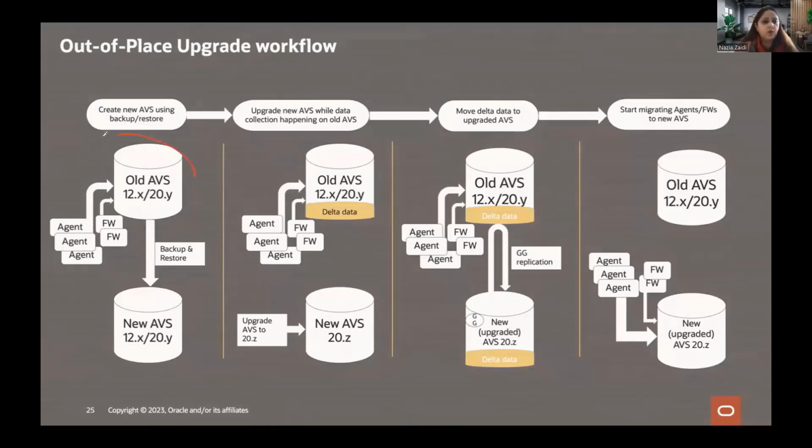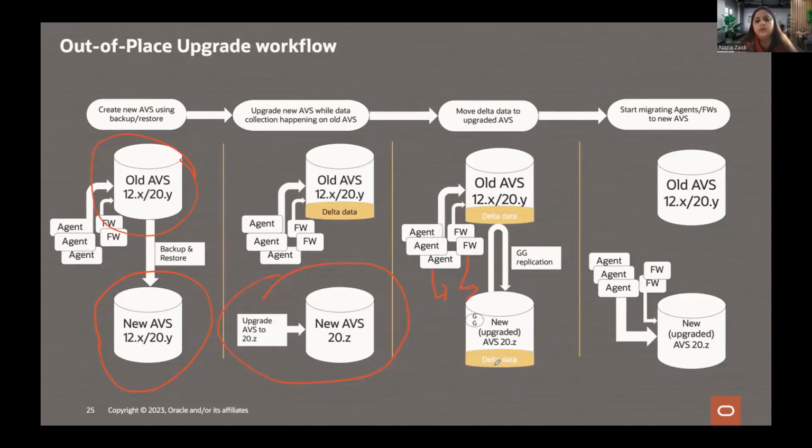So you have the old AVS running. What you do is create another parallel Audit Vault server with the same RU or same release, and you back up and recover. Okay. Once you have done this, all your agents and firewalls are pointing to your old system, right? Once it is done, you upgrade your newly created AVS. And once you do that, in a controlled manner, you will start moving your agents or database firewall to this particular AVS.